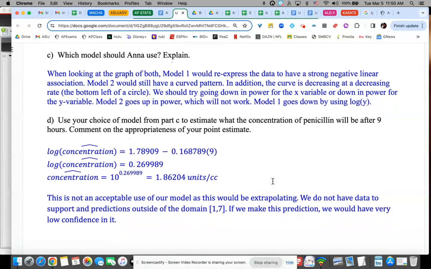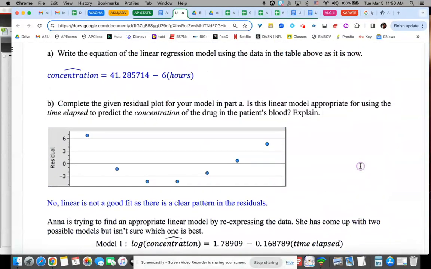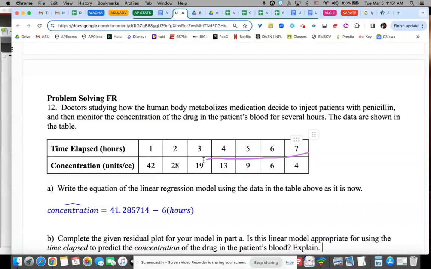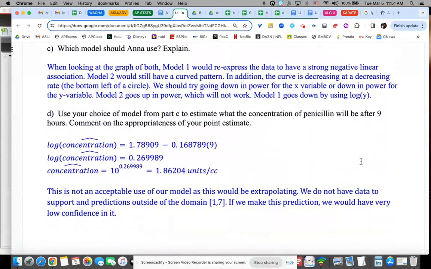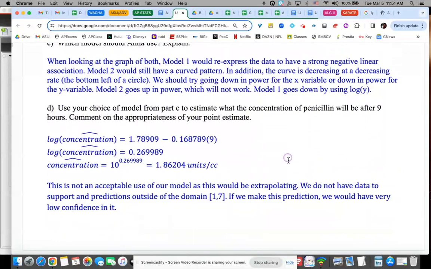Now, you made your prediction, but you're supposed to recognize that, hey, wait a minute, 9 hours, if I go back up, is not part of my domain. My domain only went from 1 to 7. That's something you just have to check on your own. You just have to check it every single time to see if you're extrapolating. So we have to say, well, that's what my number would be, and you should go ahead and come up with that number. But you have to say something about it being extrapolating. It's outside that domain of 1 to 7. We can make the prediction, but we're going to have very low confidence about that prediction.